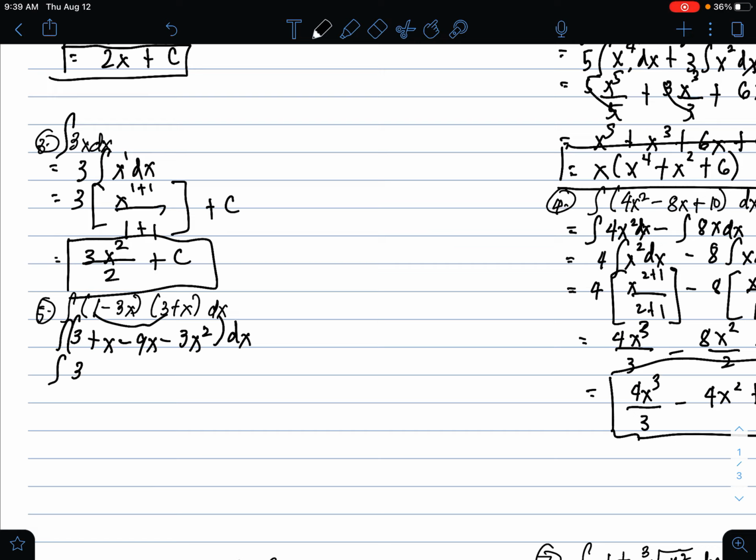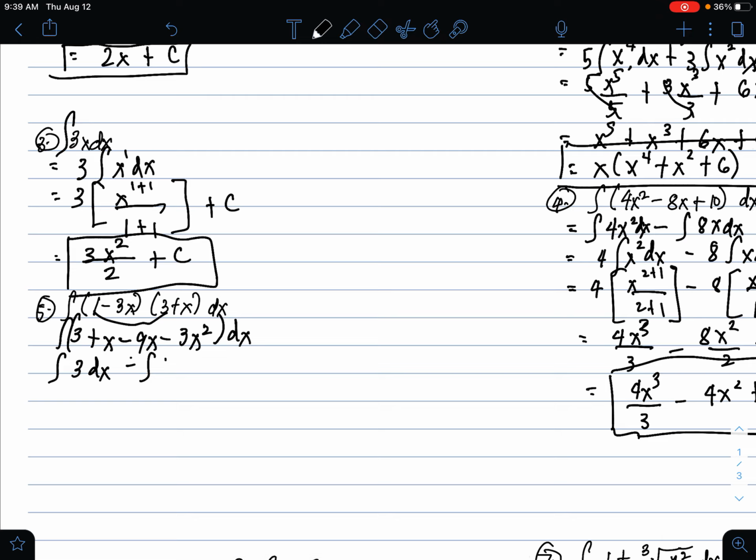Distribute. This one, x minus 9x is negative 8x. Then separating the integrand, therefore this is 3 dx. The constant comes out, right? Okay, we won't shortcut. Again, the constants come out. Then, the integral of dx minus 8x dx minus 3x² dx.